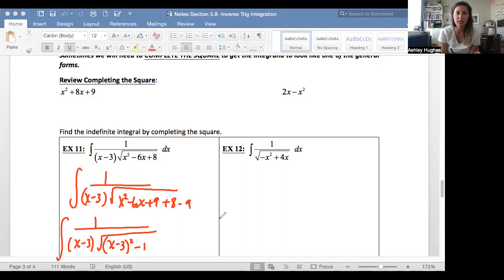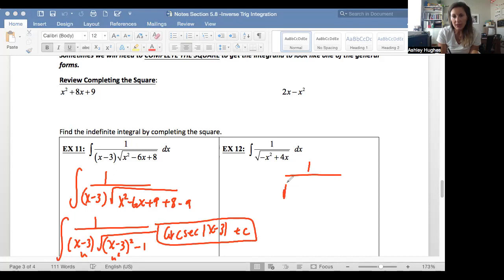I also have that sitting right here. So this is just arcsecant, because this is our u, and that's u squared. So your answer is going to be 1 over a, which is just 1, arcsecant u over a, which is 1, plus c.